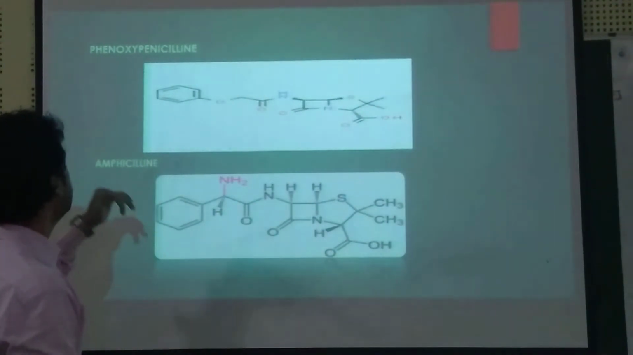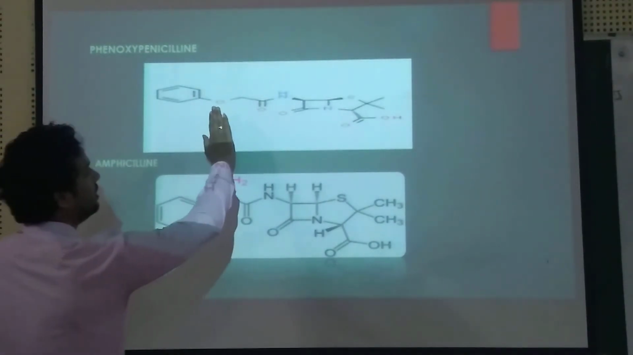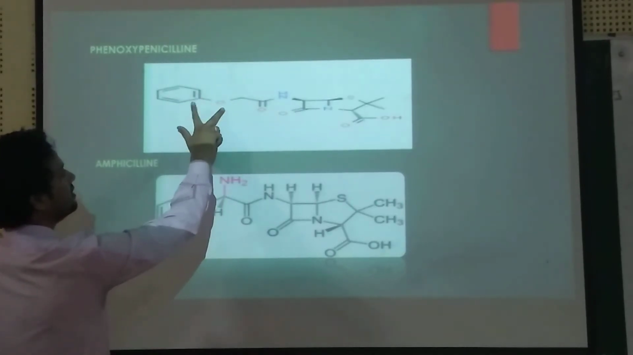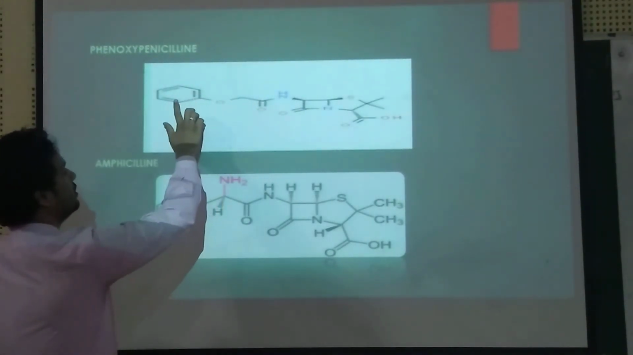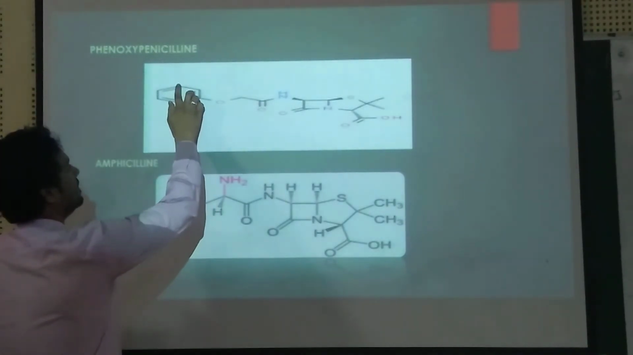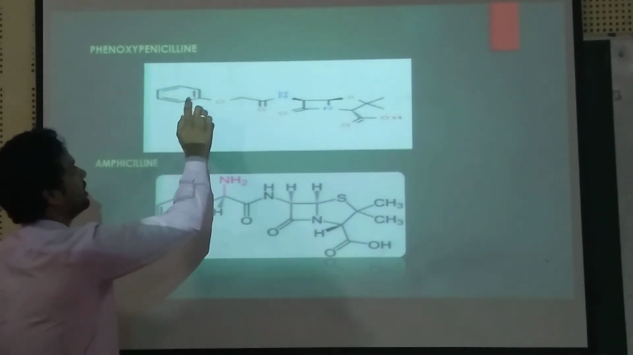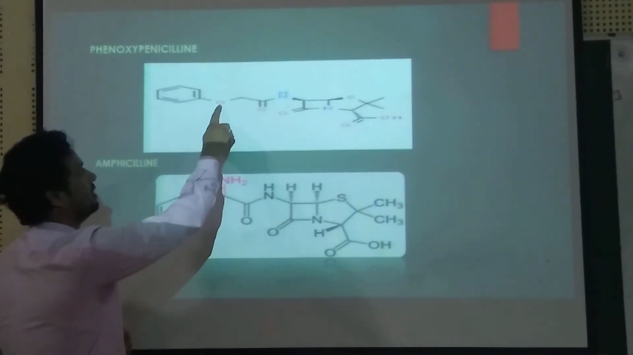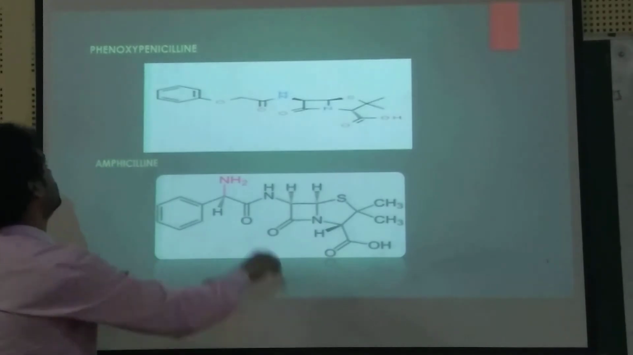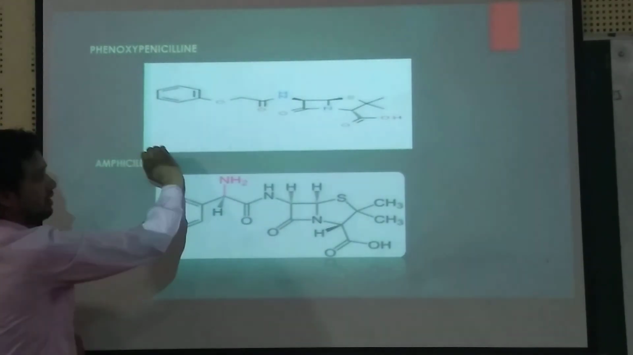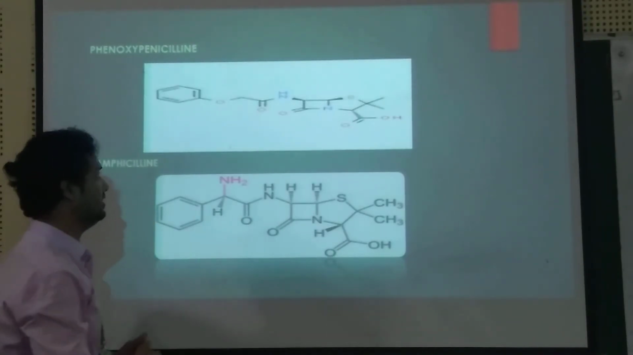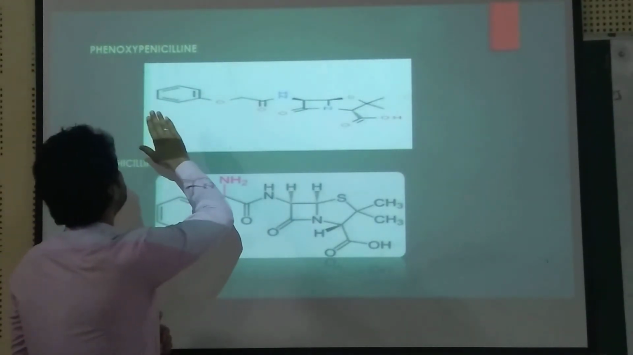So let's come to the other penicillins. The entire ring is the same, we are just changing these alkyl groups here. What is the benzene and oxygen here? The internal carbons are known as the phenylic carbons, and this is the oxygen. So it's phenyl oxygen, known as phenoxy. And this is the penicillin, the penicillinic acid. So it's completely known as phenoxy penicillin.